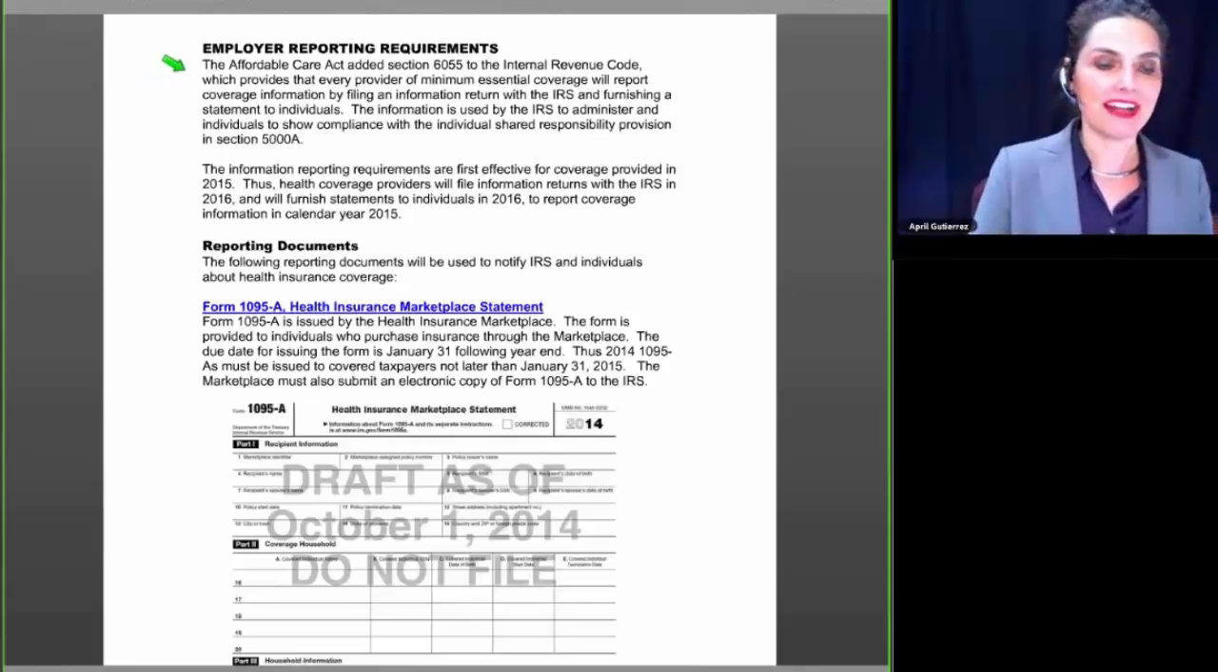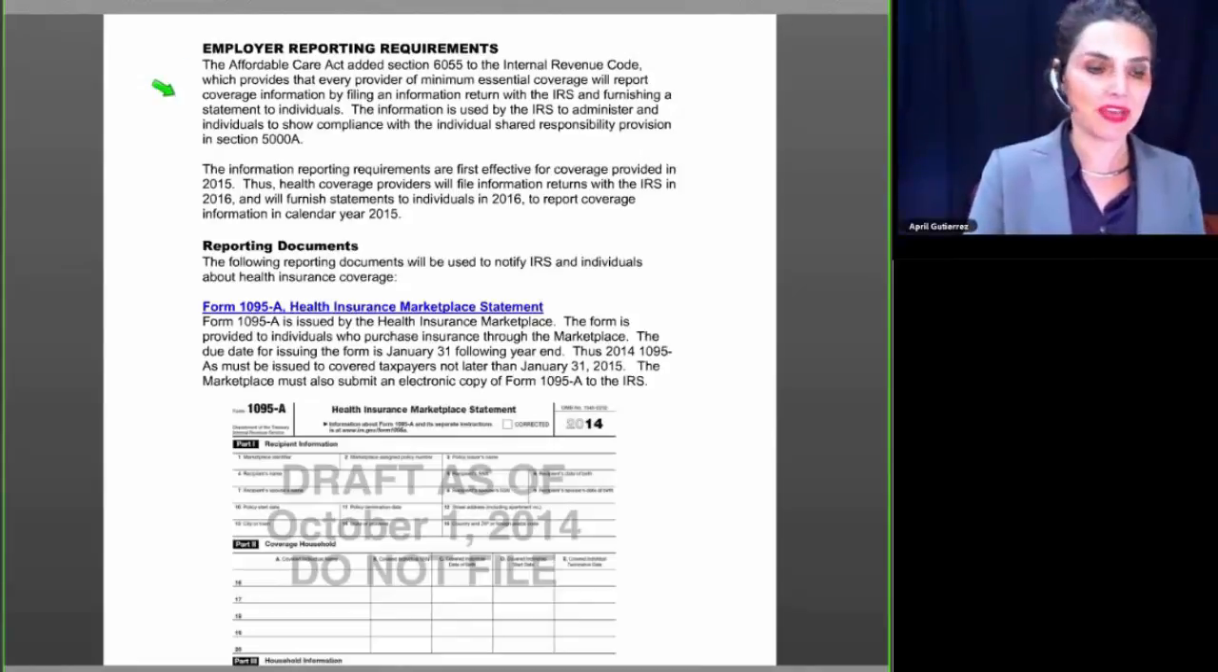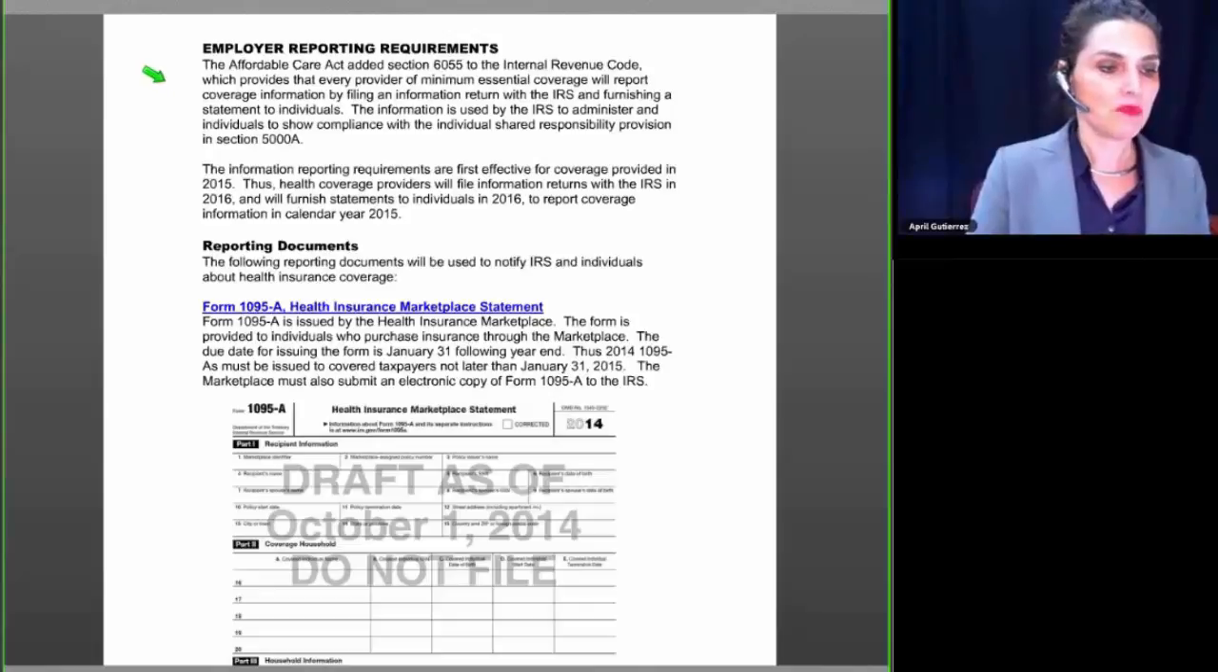The Affordable Care Act added Section 6055 to the Internal Revenue Code, which provides that every provider of minimum essential coverage will report coverage information by filing an information return with the IRS to administer and individuals to show compliance with the individual shared responsibility provision.